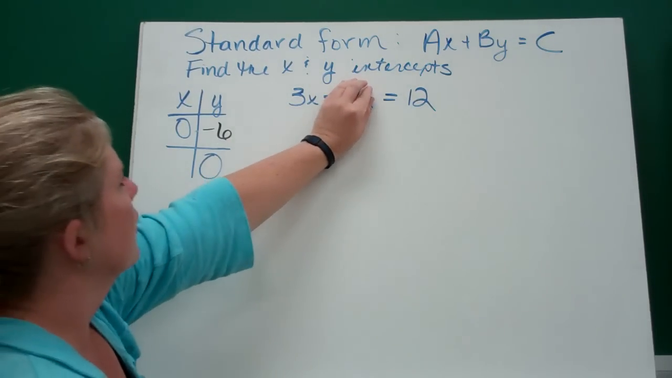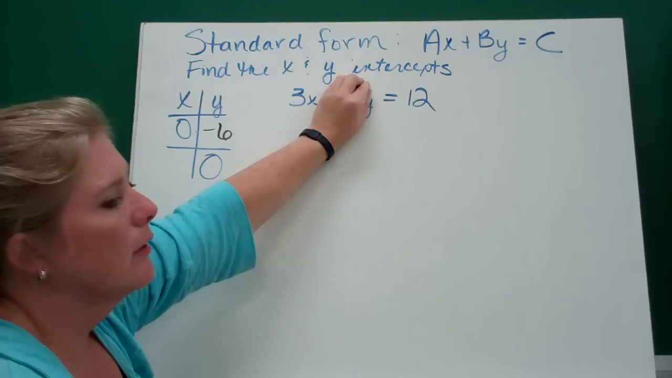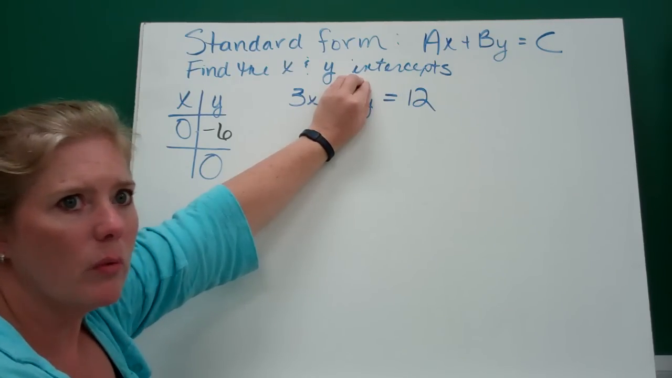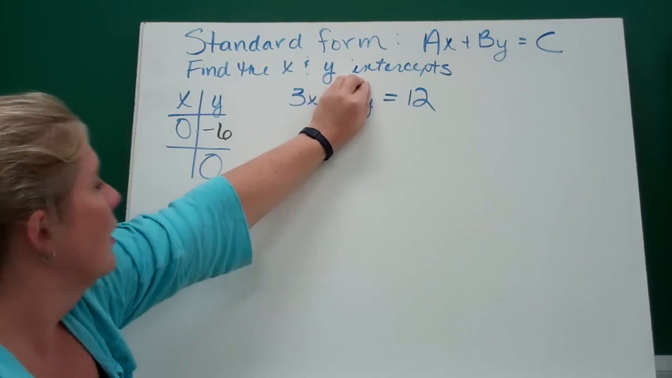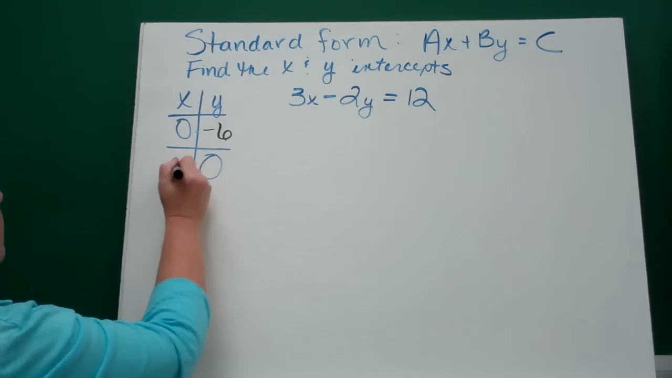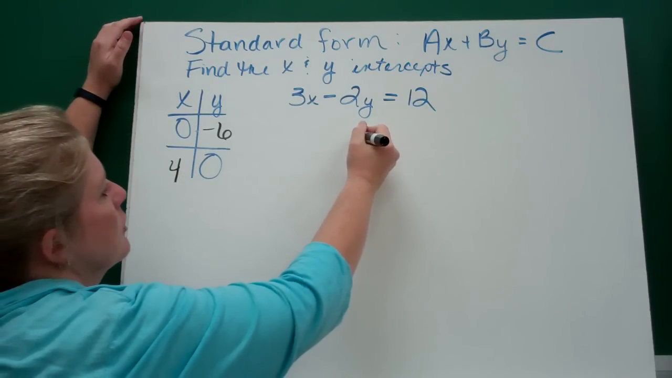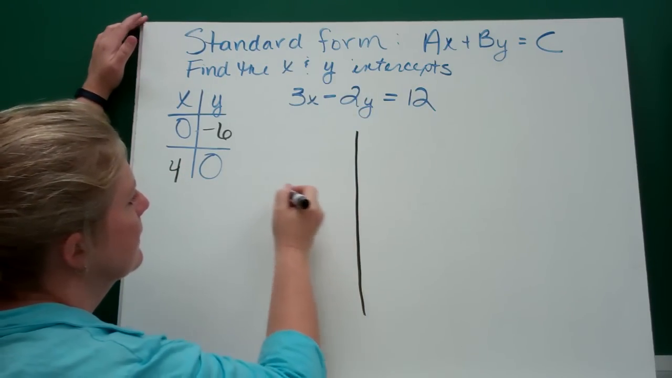If y is 0, oh, the y term goes away, and we're left with 3x equals 12. Divide by 3, and we've got x equals 4. There, found my intercepts pretty painlessly.